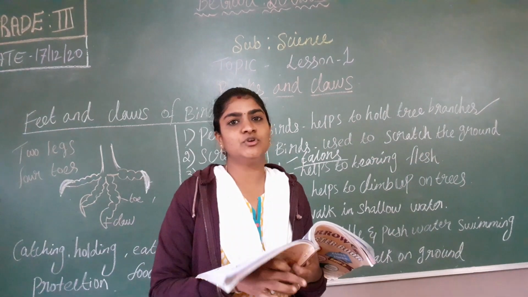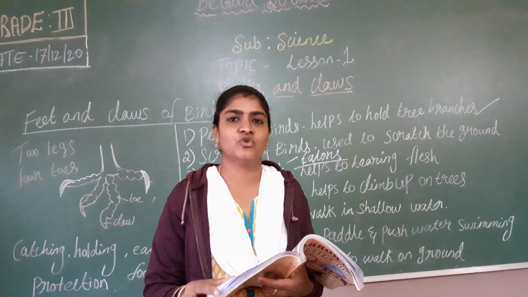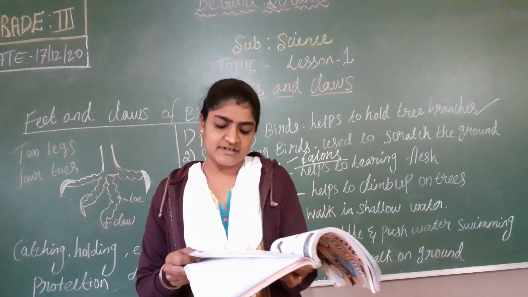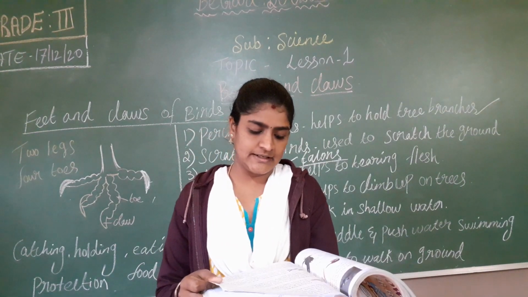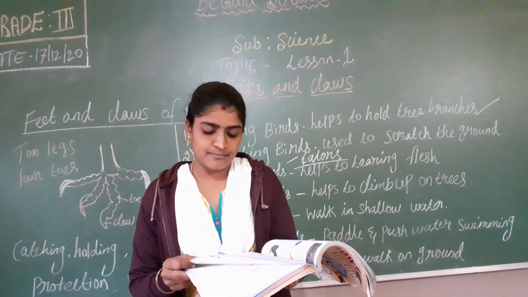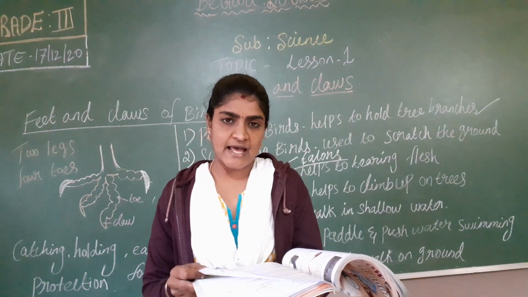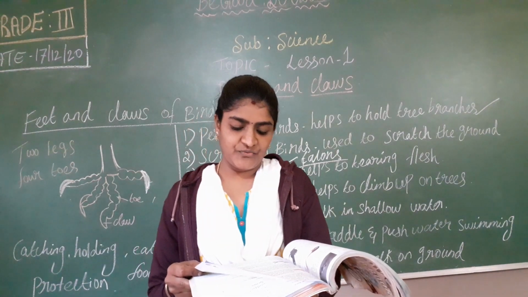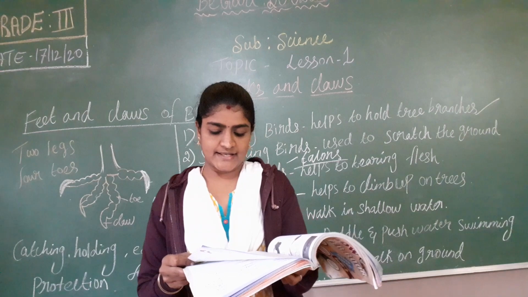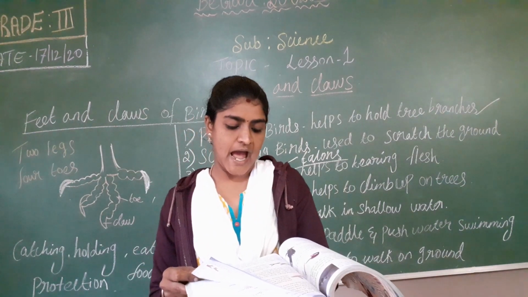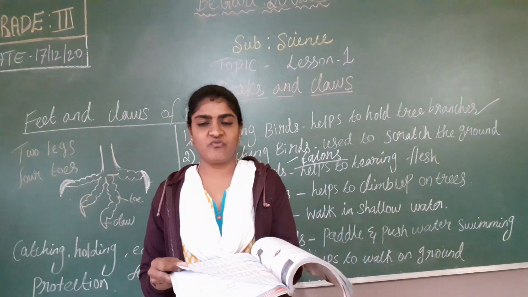Few birds can walk on the water. Those birds are called wading birds. Wading birds have long and thin legs with widespread toes, which help them to walk on shallow water. These birds pick up fish from the water. For example, cranes, flamingos, storks and herons are some wading birds.